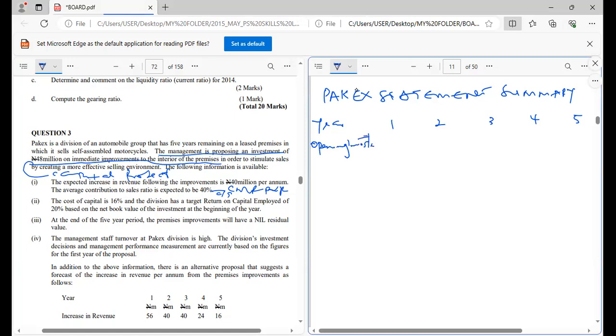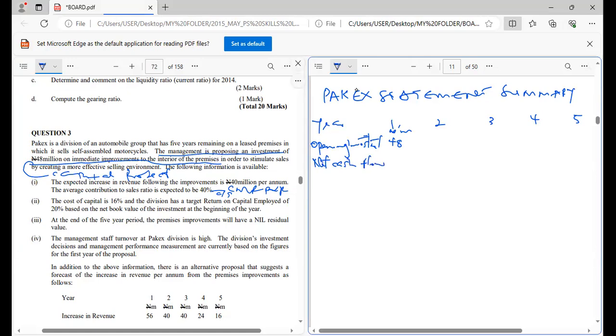Opening investment, which is what? 48 million. So let me come here and put 48 million. And then here, I'm going to have my net cash flow or contribution. And how do I get my net cash flow contribution?